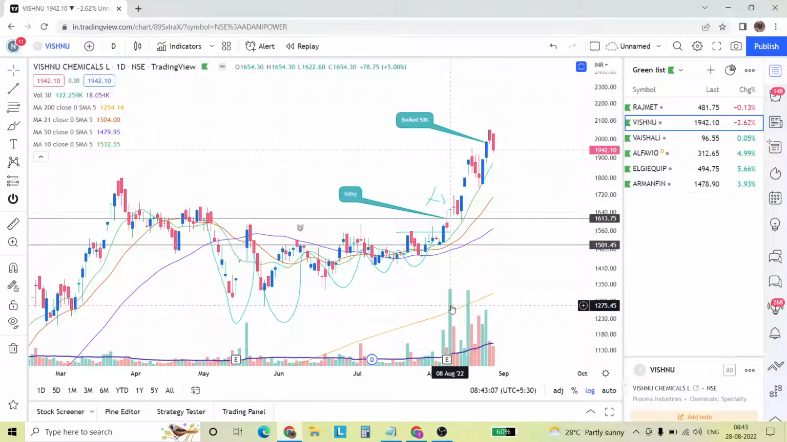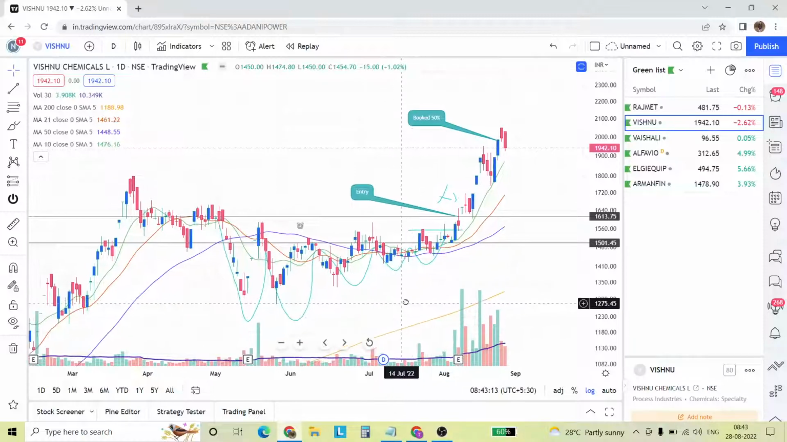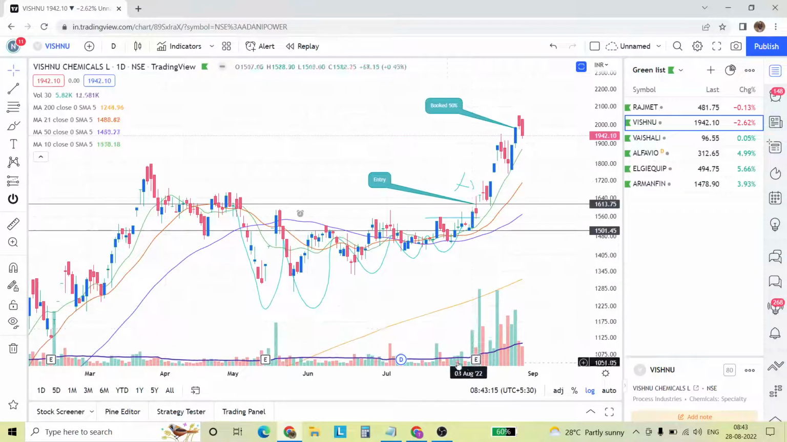The volumes are supporting, institutions are coming in. Now these volumes cannot be created by retail people, guys. There's no chance that. Look at the average volume.